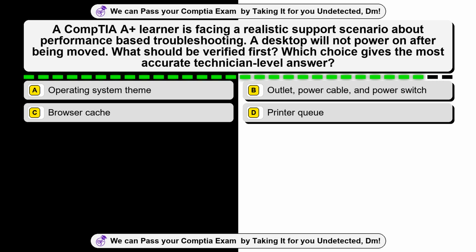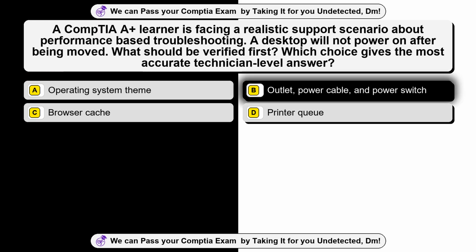Question 1. A CompTIA A+ learner is facing a realistic support scenario about performance-based troubleshooting. A desktop will not power on after being moved. What should be verified first? Which choice gives the most accurate technician-level answer? Option A, operating system theme. Option B, outlet, power cable and power switch. Option C, browser cache. Option D, printer queue. The correct answer is option B, outlet, power cable and power switch.